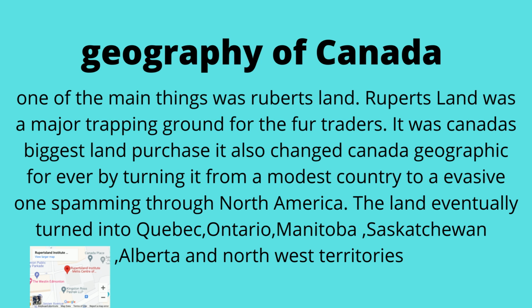Geography of Canada. One of the main things was Rupert's Land. Rupert's Land was a major trapping ground for the fur traders. It was Canada's biggest land purchase. It also changed Canadian geography forever by turning it from a modest country to an expansive one spanning North America. The land eventually turned into Quebec, Ontario, Manitoba, Saskatchewan, Alberta, and the Northwest Territories.